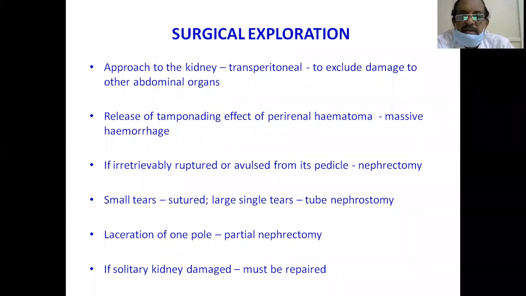If the kidney is ruptured or shattered or avulsed with critical vascular injury, it may need nephrectomy. But otherwise, you have to conserve the kidney, suture if there is a tear, and if there is cortical injury leading on to the pelvicalyceal system, you have to do a nephrostomy and come out. For laceration of one pole, as I said, partial nephrectomy. And in a solitary kidney, you cannot do a nephrectomy because the patient will be left with no kidneys. So always conservative management, even in exploration. But as I said, 90% of kidney injuries are managed conservatively. There's no indication for surgery in these patients.